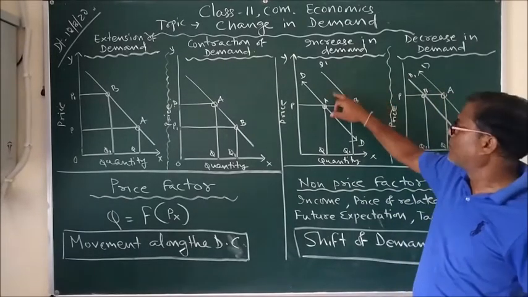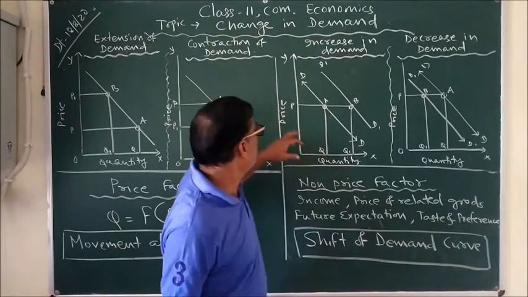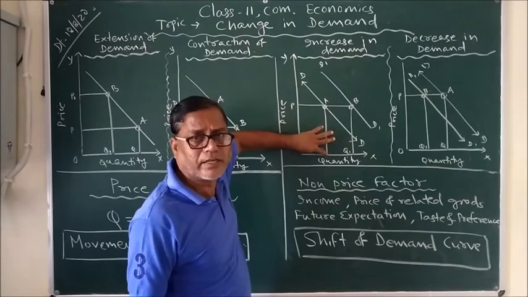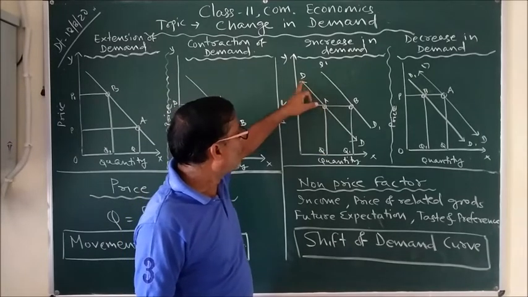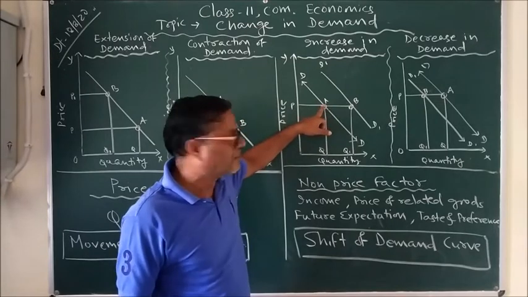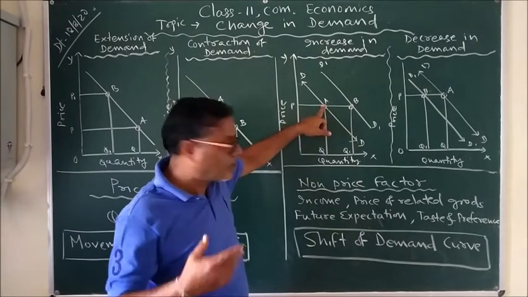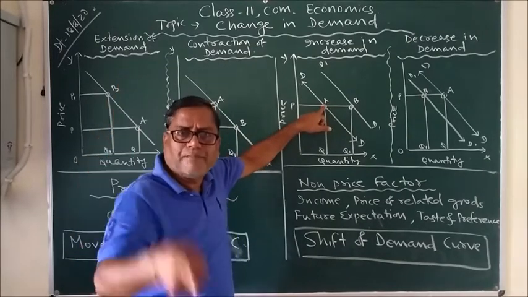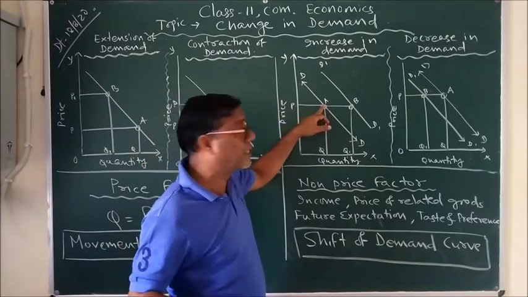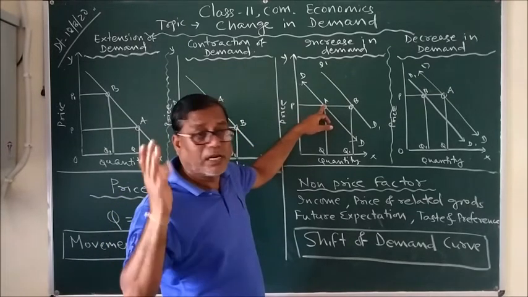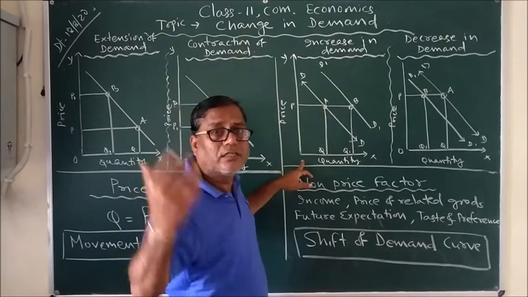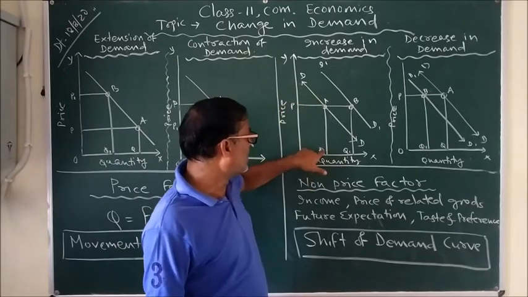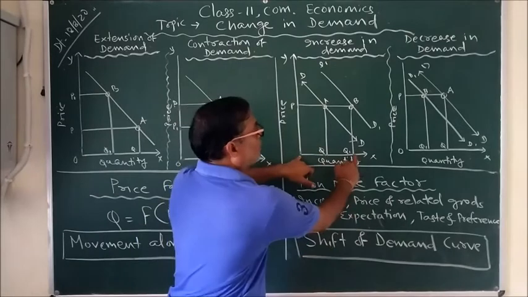In the first case, what we see is that OP is the original price and OQ is the original quantity demanded. And then the consumer is operating on DD at point A. But because the income of the consumer increased, now at the same price, the consumer will be able to purchase more quantity of that good. That's why, due to an increase in the income of the consumer, at the same price OP, the quantity demanded increased from OQ to OQ1.